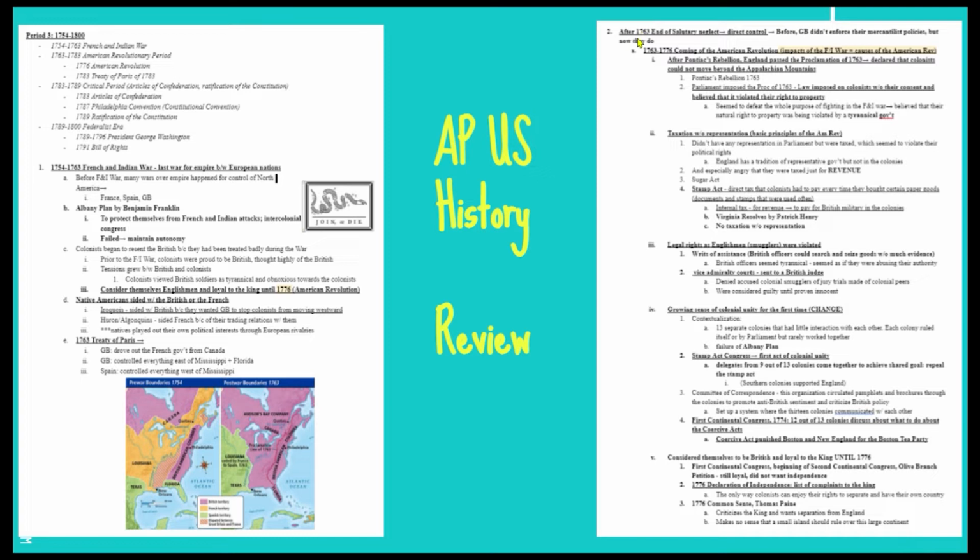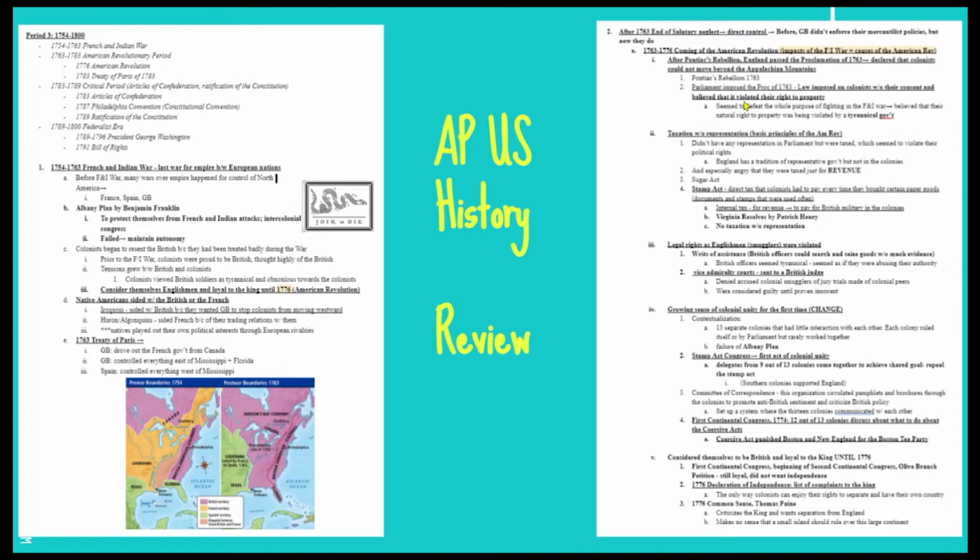So here it says, after 1763, after the French and Indian War, Great Britain begins to enforce their laws over the colonies. So this section is about basically what were the impacts of the French and Indian War, or what were the causes of the American Revolution. So while I go over the basic facts, like Pontiac's Rebellion and the Proclamation of 1763, I explain why these were a cause of the American Revolution.